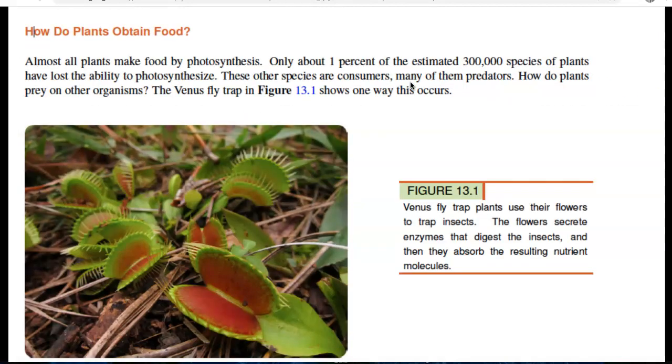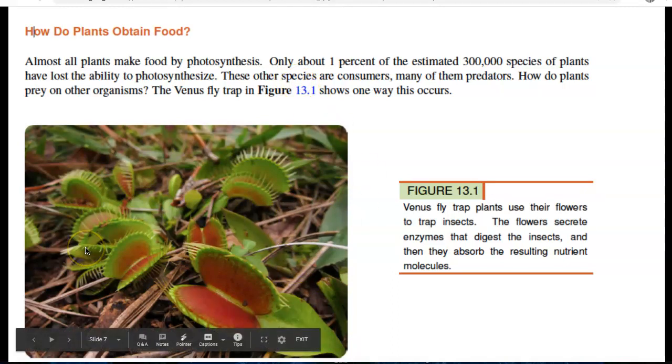How do plants obtain food? Almost all plants obtain their food by using photosynthesis. Only 1% of the 300,000 species of plants have lost the ability to photosynthesize. And what they do is they grab nutrients either from heat or from other plants. So this Venus flytrap grabs nutrients from the insects that it catches.